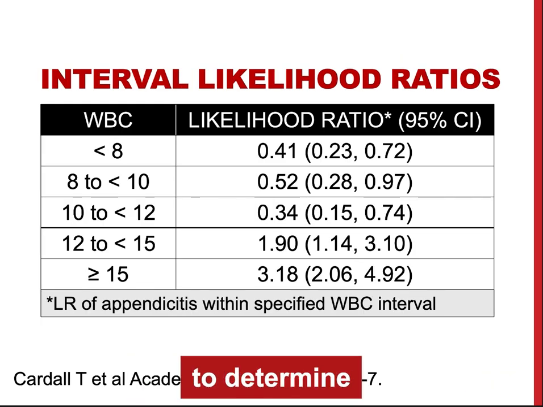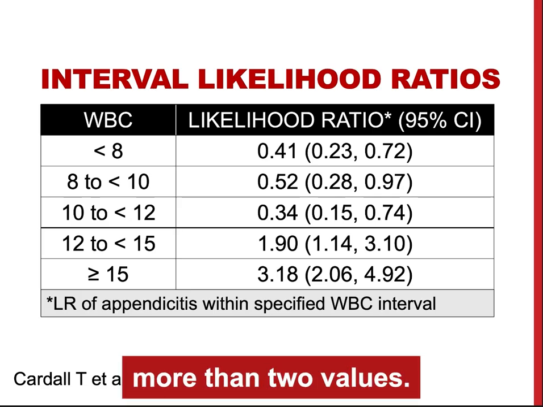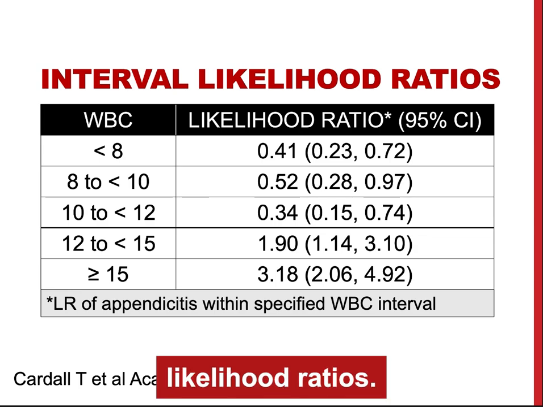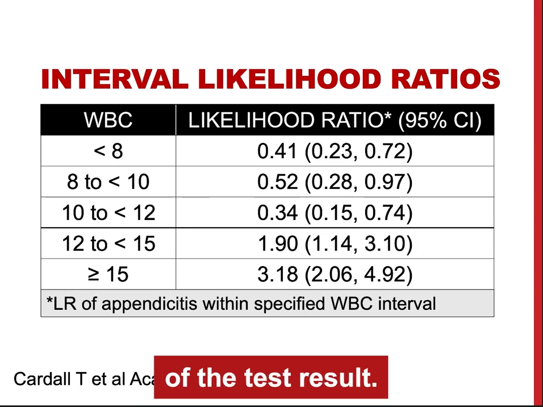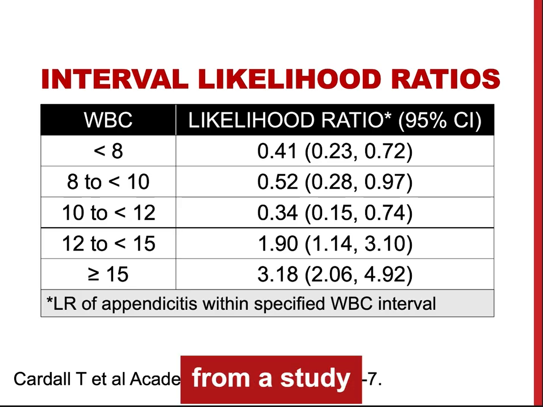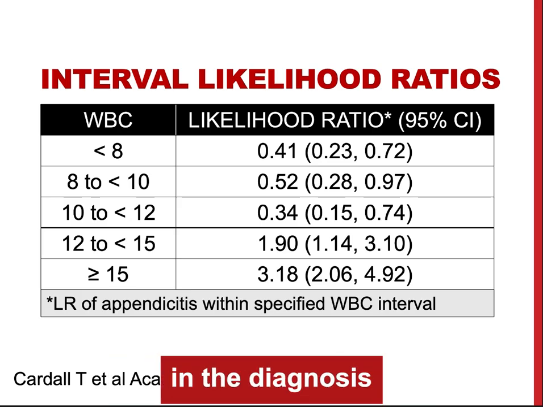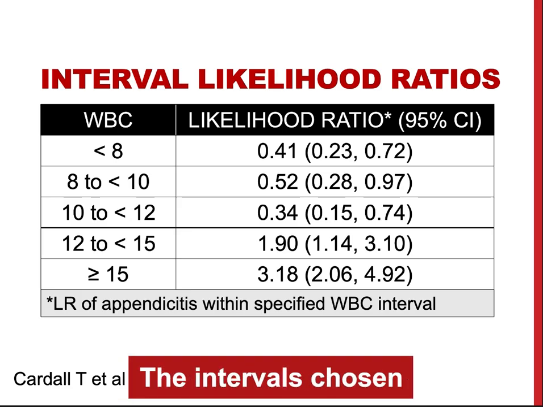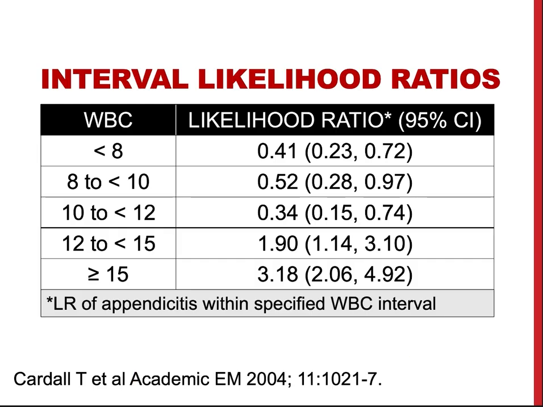There are two ways to determine the test performance of a diagnostic test or rule that can take on more than two values. The first is by using interval likelihood ratios. This is done by creating ordinal categories of the test result. This table presents data from a study assessing the accuracy of the white blood cell count in the diagnosis of appendicitis. The white blood cell count was categorized into 5 ordinal intervals. The intervals chosen should be based on the data and not arbitrarily assigned.